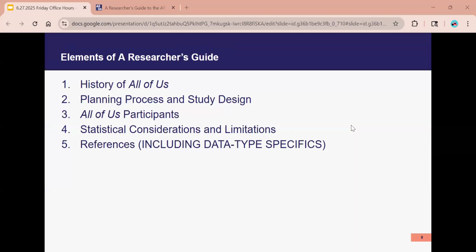So it's got 5 parts. It's pretty straightforward, starting with the history of the All of Us research program from when it was incepted in 2015, moving through to the planning process, how it became from kind of a political statement that it was going to be happening to an actual program that was enrolling folks, how it was designed as a study, how we chose how many people to enroll, and other key decisions.